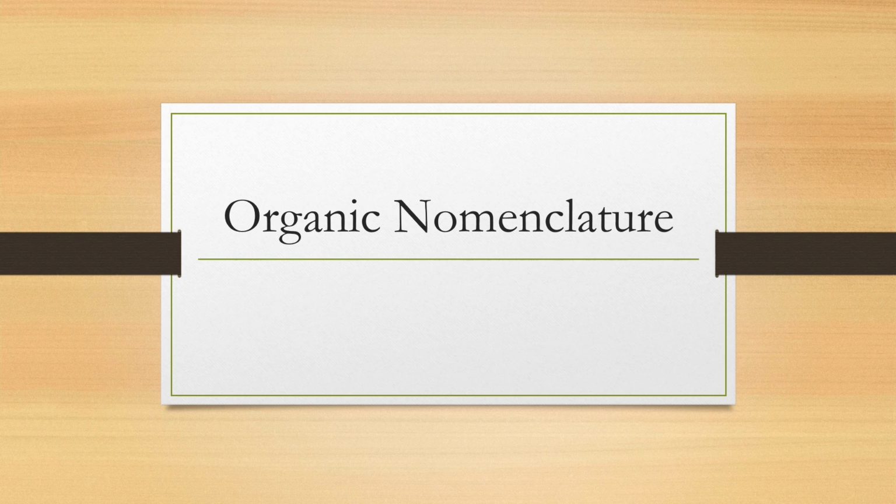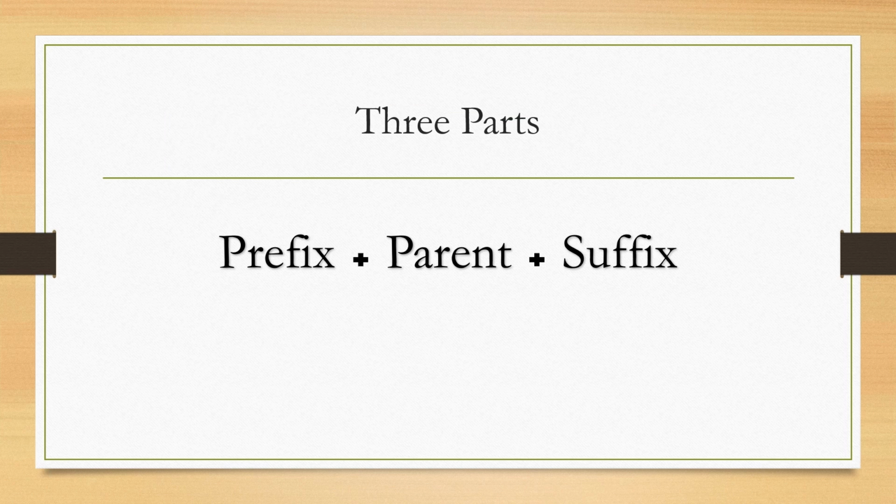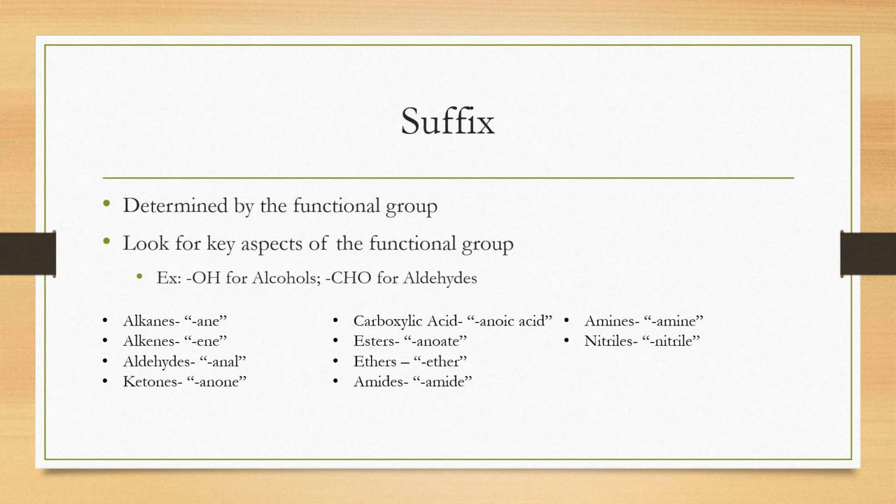Today we will be discussing organic nomenclature as part of our organic chemistry unit. Specifically, we will review IUPAC naming conventions. For any IUPAC name, there are three components: the prefix, the parent, and the suffix. The suffix indicates the functional group of the molecule.